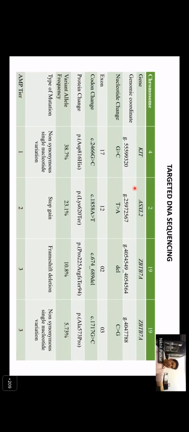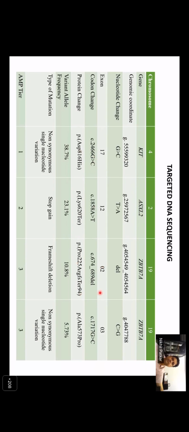Now you are seeing NGS results. So what do you see here? It shows a maximum allele frequency of 38.7% in KIT mutation, along with ASXL2 mutation, and there is nucleotide change from guanine to cytosine at exon 17. Okay. So there is a KIT mutation. There are ASXL2. Both of these are what kind of mutations? There are substitution changes. All right. So there are substitution changes.